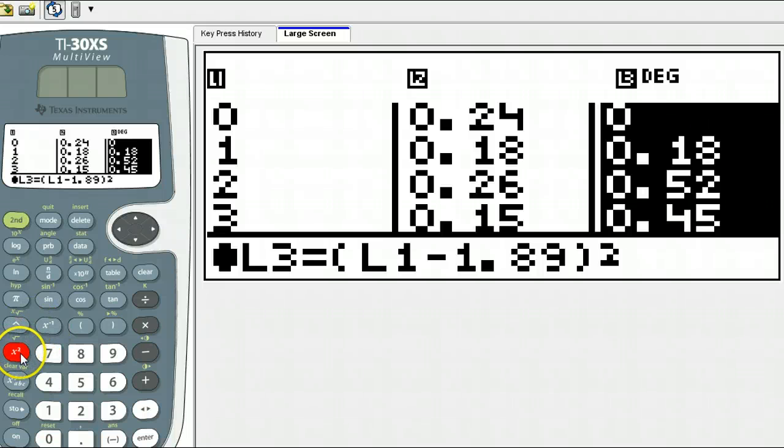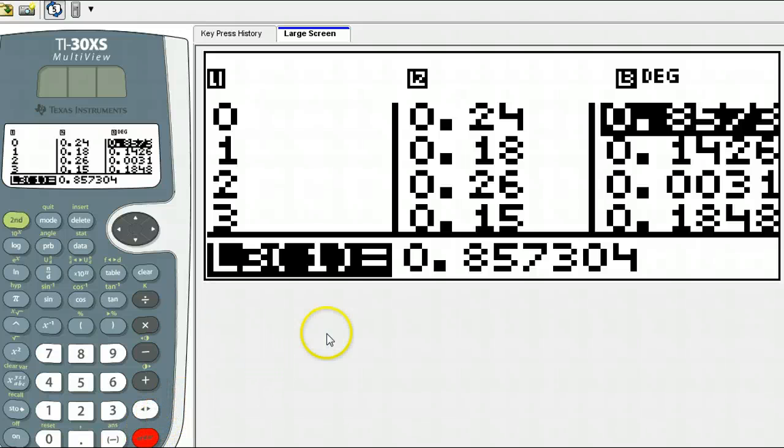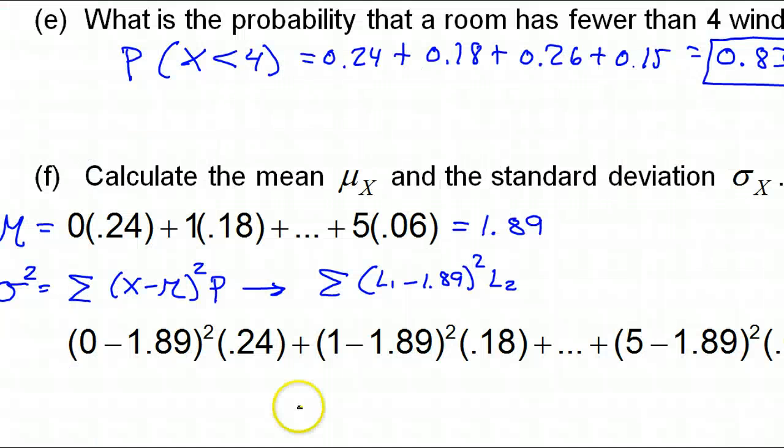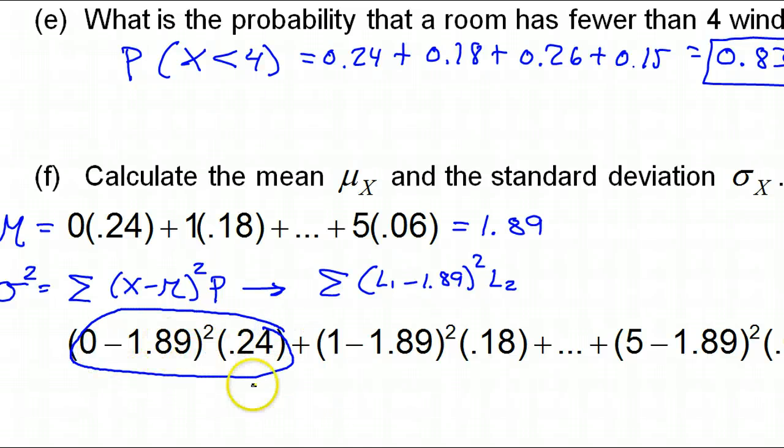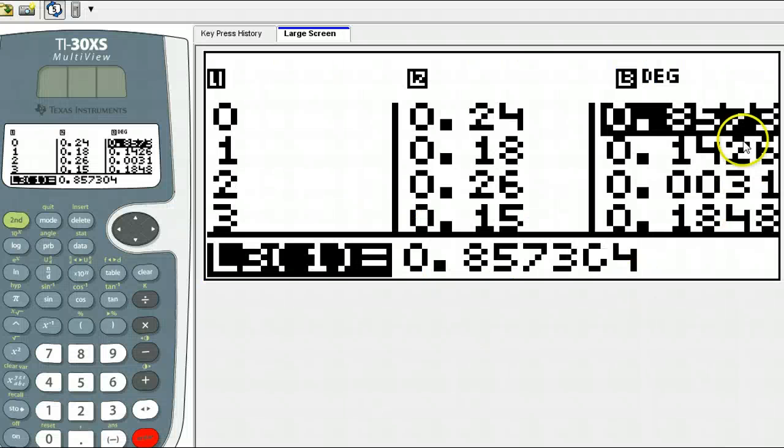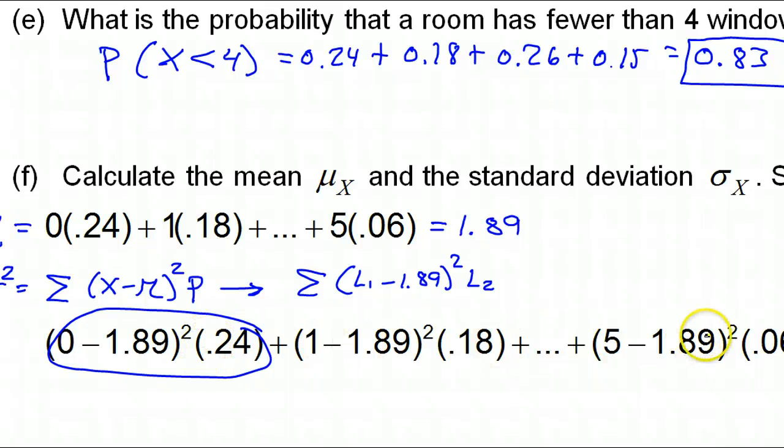All right, squared. And then times the probability, which is in list 2. So I can just stick a list 2 on here. All right, if I hit enter now, each one of these should be following this formula. So there it is. Each one of these is one of these, like this. If I put that in my calculator, I'm going to get 0.8573. In the end, I'm supposed to take those and add them all up.